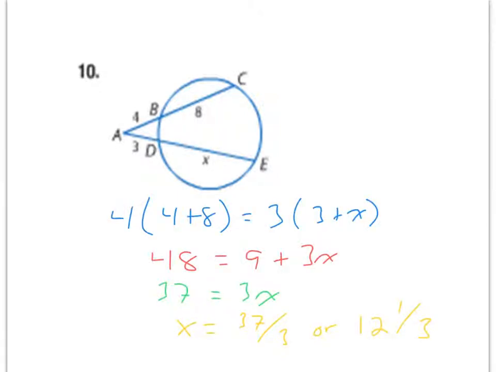Okay, you should have gotten x equals 12 and 1/3, or 37 thirds. You have 4 times 4 plus 8 is equal to 3 times 3 plus x. Well, 4 plus 8 is 12. 4 times 12 is 48. Distribute my 3 again. 9 plus 3x. That's equal to, now, subtract the 9. 3x is equal to 37. Divide both sides by 3. x equals 37 thirds, or 12 and a third.